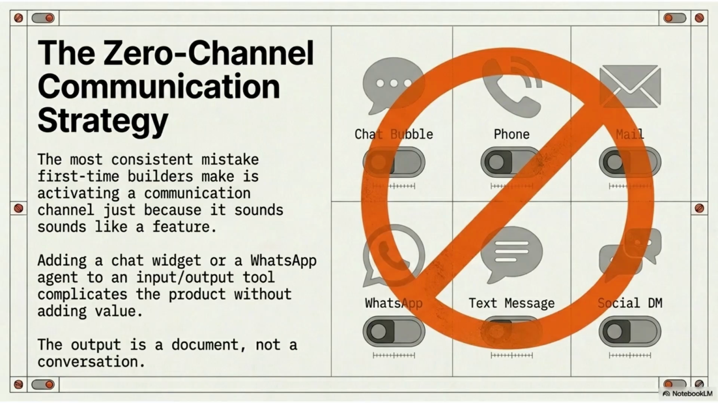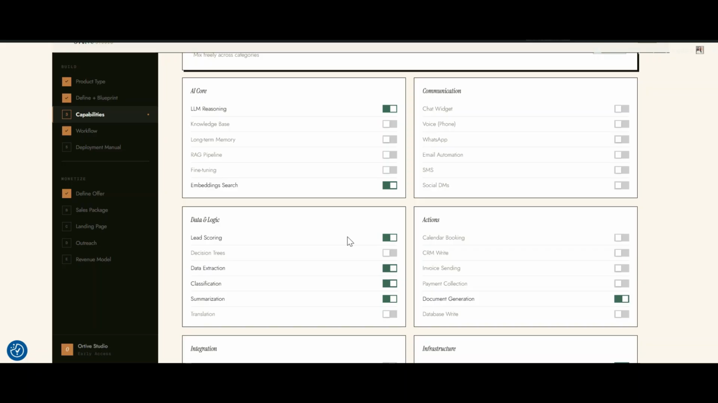Category 2, communication. This category covers where and how your product talks to the user. Chat widget, voice, WhatsApp, email automation, SMS, social DMs, they are all turned off. Shortlyst is a file upload and output tool. The user uploads a job description, uploads CVs, and receives a ranked shortlist.